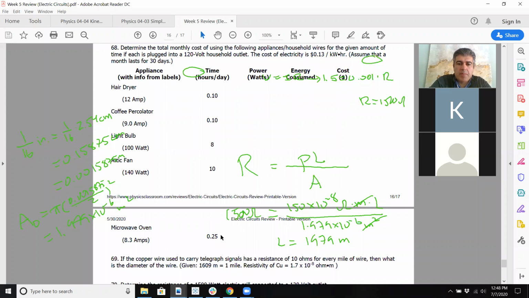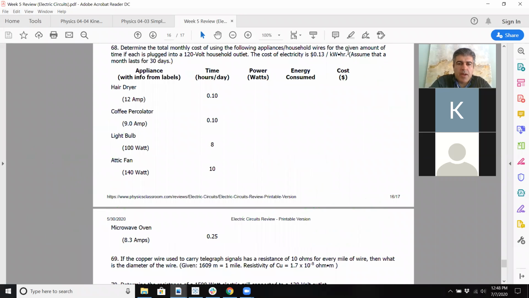68 is dealing with power and energy usage, so let's do a little review on that. So: hair dryer, coffee percolator, that's like the old school coffee maker you see in motels these days. Everyone's got the fancy machines now. Light bulb, again, we tend to use LEDs these days. An attic fan, actually that's kind of a good thing to have. Microwave oven, most people have that. And the hours per day that those are in use. We do want to get the power, then the energy consumed, and then the cost.